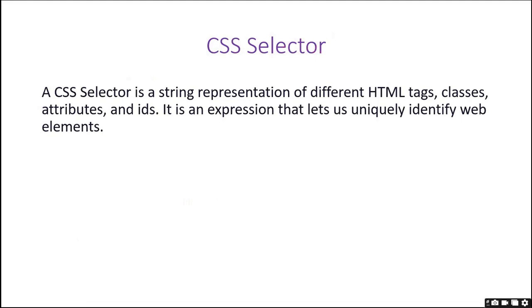So what is the CSS selector? A CSS selector is a string representation of different HTML tags, classes, attributes, and IDs. So we are creating some strings by using the HTML tags, classes, attributes, and ID to make a CSS selector. There is a set of rules; we will follow that and then we will create the CSS selector. It is an expression that lets us uniquely identify web elements.